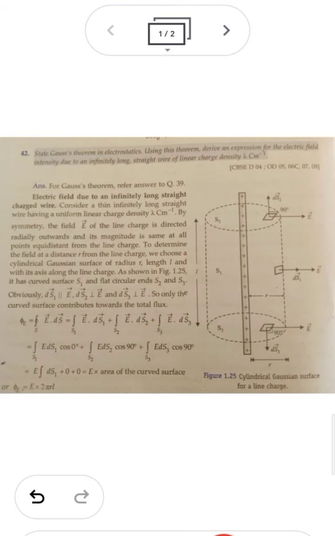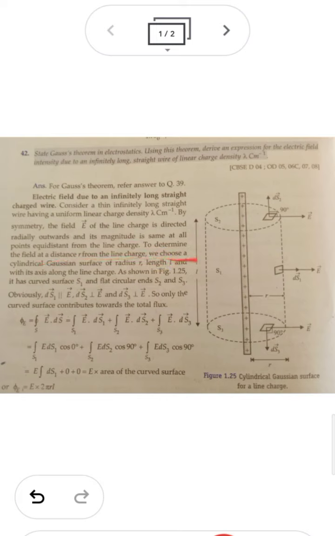So we can see over here, consider a thin infinitely long straight wire with uniform linear charge density lambda coulomb per meter. By symmetry, the electric field of the line charge is distributed radially outward, and the magnitude is the same at all points equidistant from the line charge.